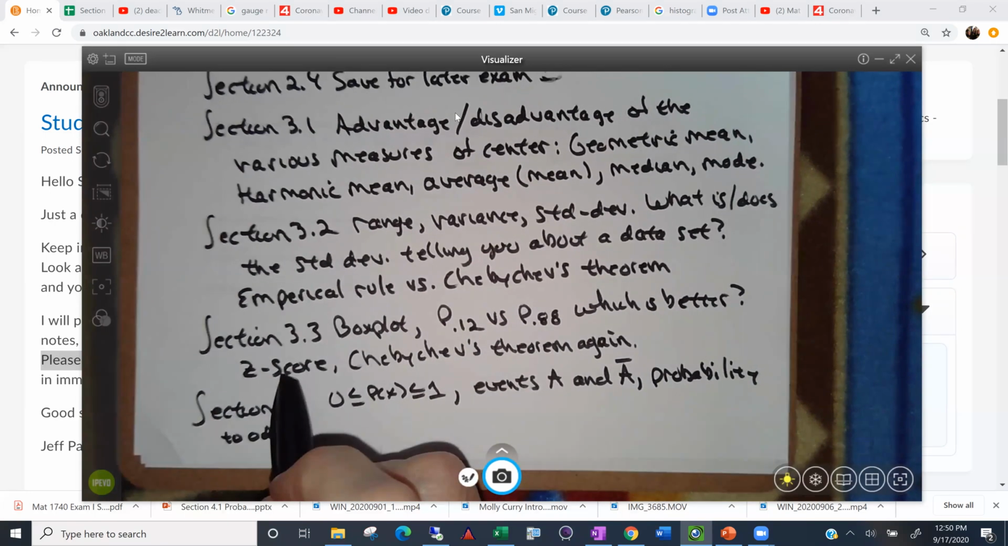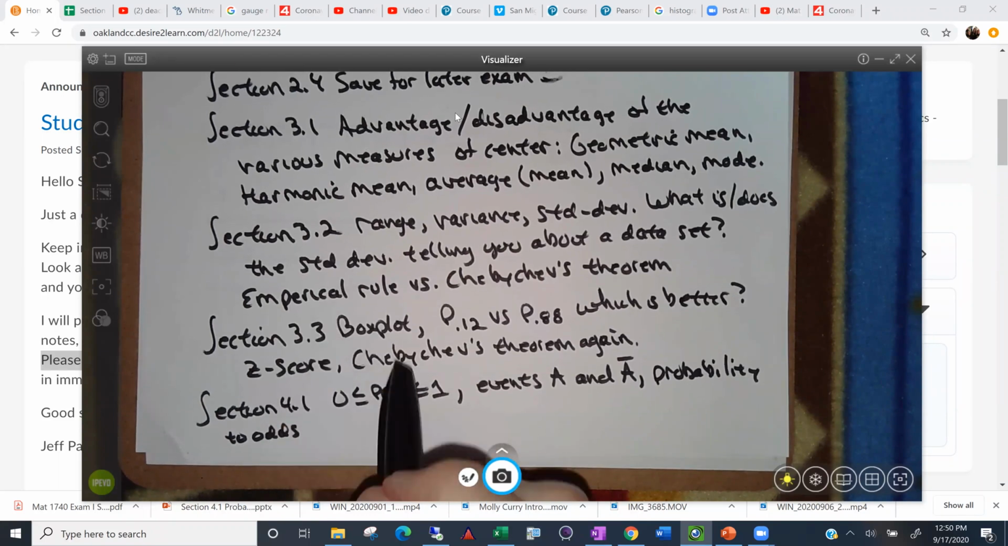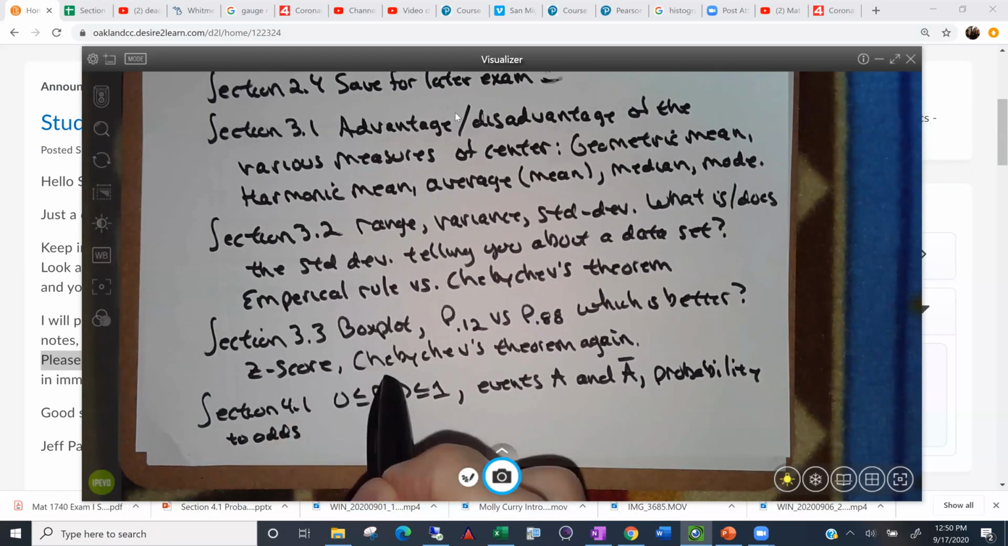We looked at Z-scores. Z-scores were tied to Chebyshev's rule and the empirical rule. What's the difference between both of those? Make sure you understand that.